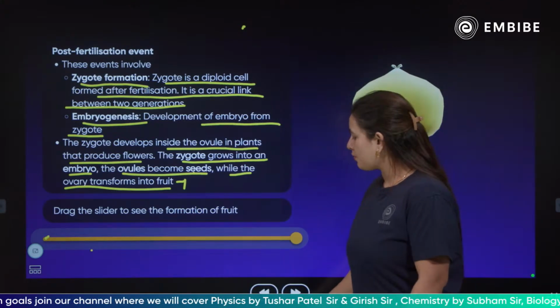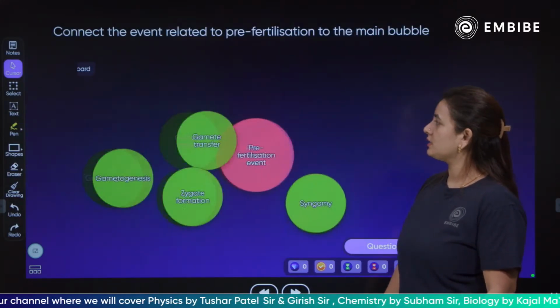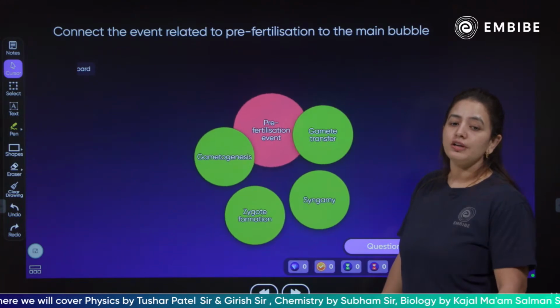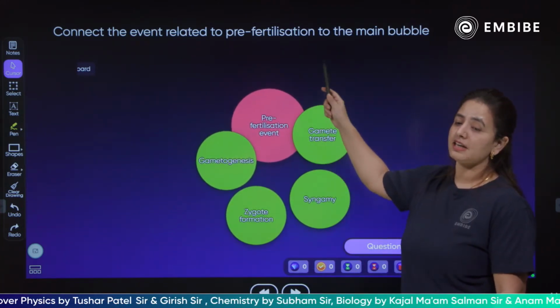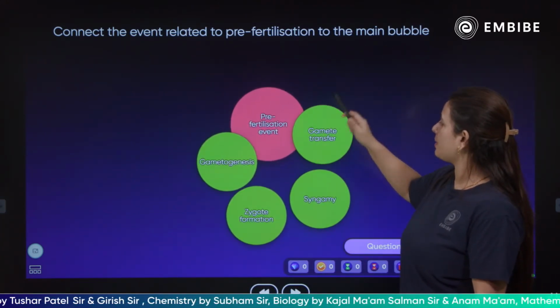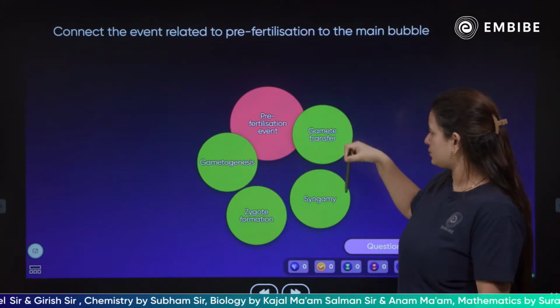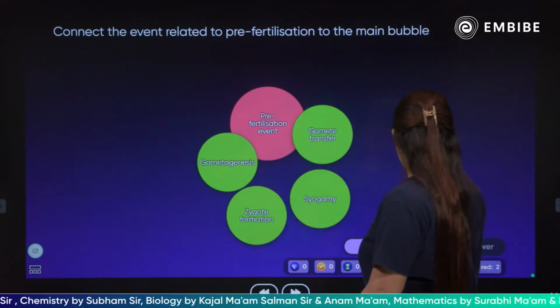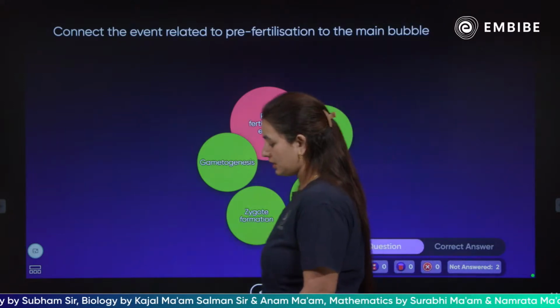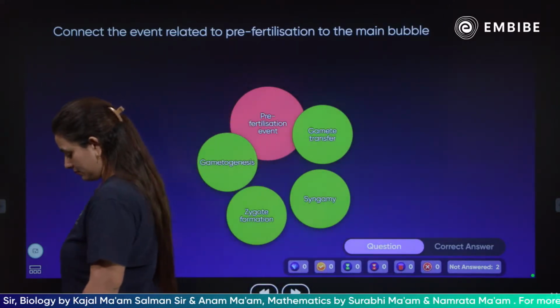Okay. Moving forward, children, let's see what we have next. We have a question. You need to connect the pre-fertilization events to the main bubble. What do you think are the pre-fertilization events in all of them?